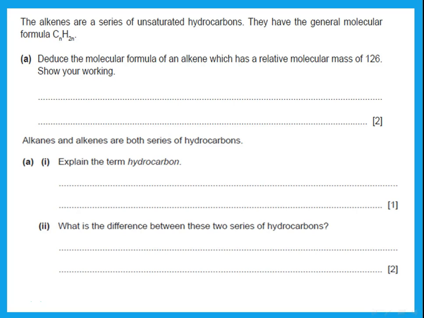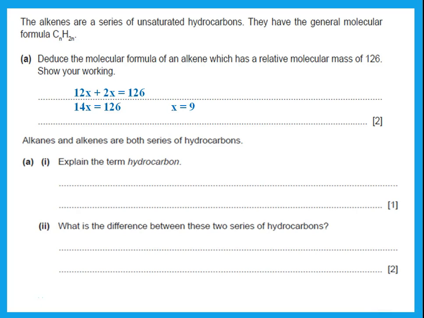the next question says, the alkenes are a series of unsaturated hydrocarbons. They have general molecular formula CnH2n. Deduce the molecular formula of an alkene which has a molecular mass of 126. So I want something that's an alkene. Alkene means the number of hydrogens should be twice the number of carbons. And we want the total to be 126. So how do you do that?